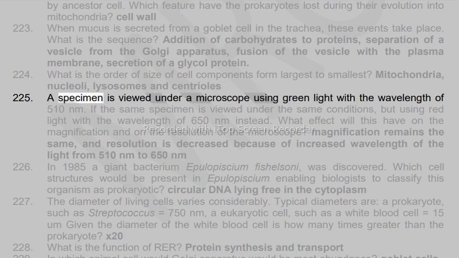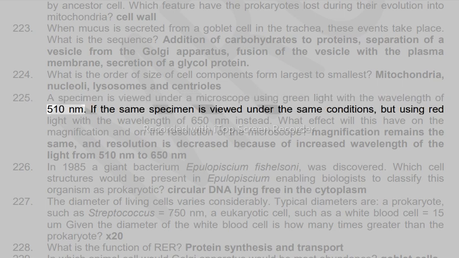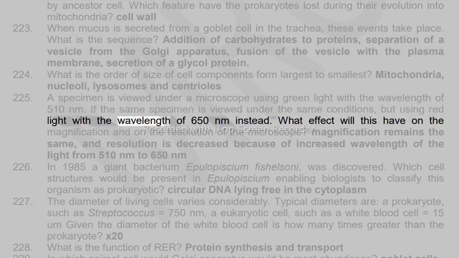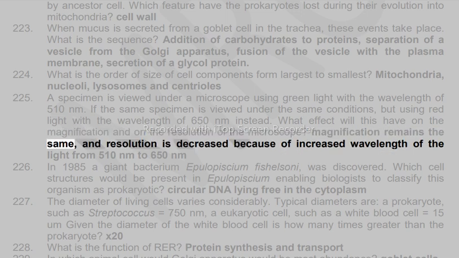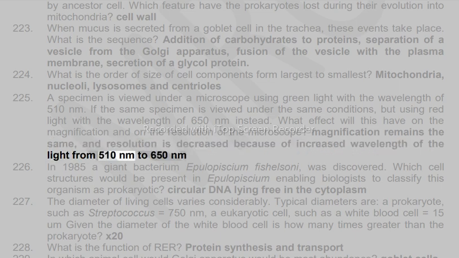225. A specimen is viewed under a microscope using green light with the wavelength of 510 nanometers. If the same specimen is viewed under the same conditions, but using red light with the wavelength of 650 nanometers instead, what effect will this have on the magnification and on the resolution of the microscope? Magnification remains the same, and resolution is decreased because of the increased wavelength of the light from 510 nanometers to 650 nanometers.